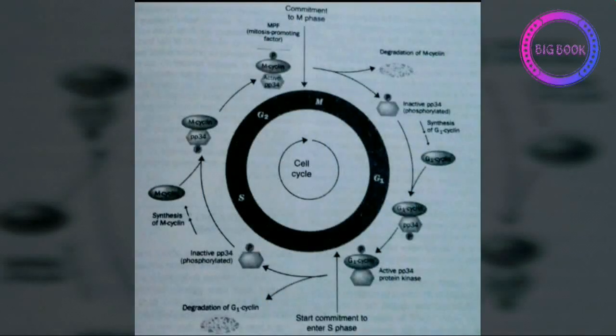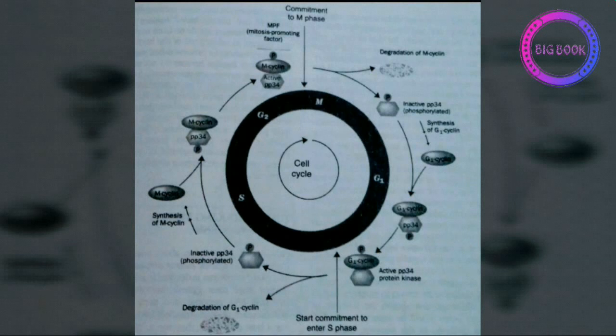Hello guys, now we are seeing the schematic representation of the regulation of the eukaryotic mitotic cell cycle. We can observe all the stages, G1, S, G2, M. In this we can also see the G1 cyclin, M cyclin, and PP34, and also the protein kinases and the complexes which are forming, that is the active PP34 protein kinase and also the mitosis promoting factor. This is how it is schematically represented. Now we will discuss what is happening here.